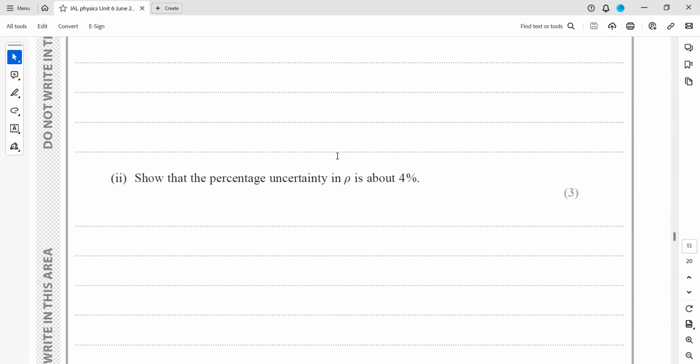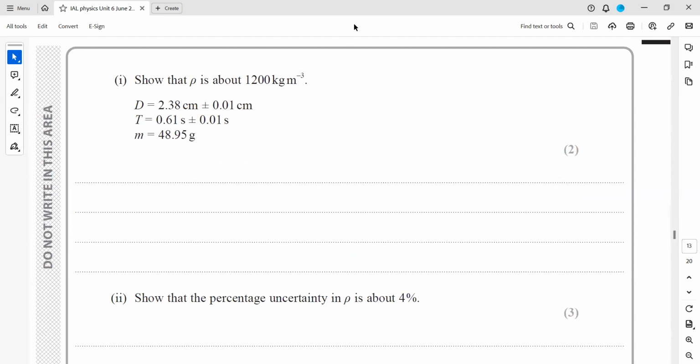Then show that the percentage uncertainty in the density is about 4%. Look at how we worked out the density, the formula. The formula which we use to work out the density: density is equal to 16 pi m over d square T square g.